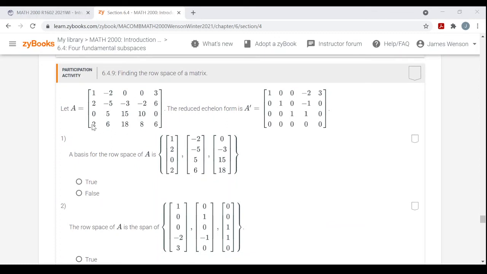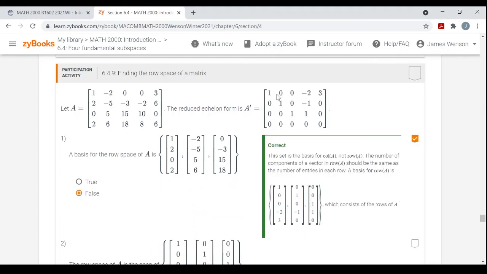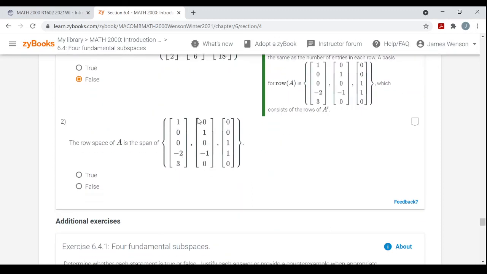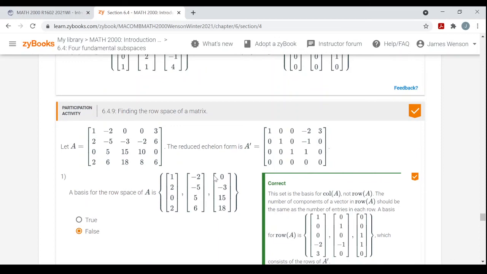Again, here's a matrix, a nice 4x5, put in reduced echelon form. And they're asking for a basis for the row space. Now the row space should have vectors with 5 components, right? These vectors only have 4 components, so that can't possibly be a basis for the row space of A. But I can give you a basis by looking at these pivot rows, the rows with the leading ones in them. So these first 3 rows, 1 0 0 negative 2 3, 0 1 0 negative 1 0, and 0 0 1 1 0, those form a basis. These 3 vectors would form a basis for the row space. Again, this is only for the row space.